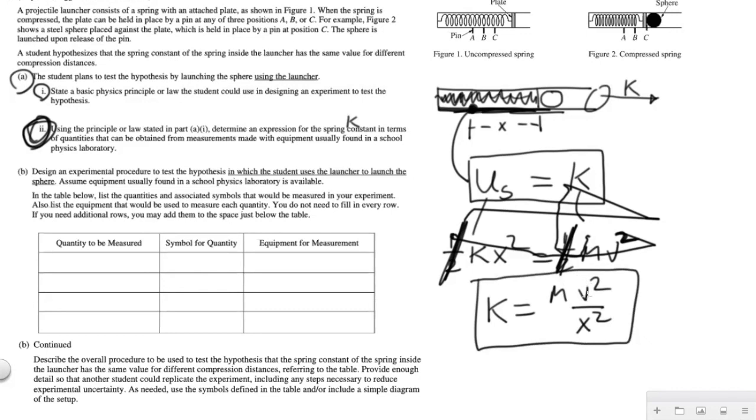So in a moment, we're going to be talking about measuring the mass of the sphere. We're going to be measuring the velocity of the sphere as it shoots out of the launcher. And then X is how far the spring was compressed before launching. So all of those are measurable. So now we're done with A, and we're on to part B.